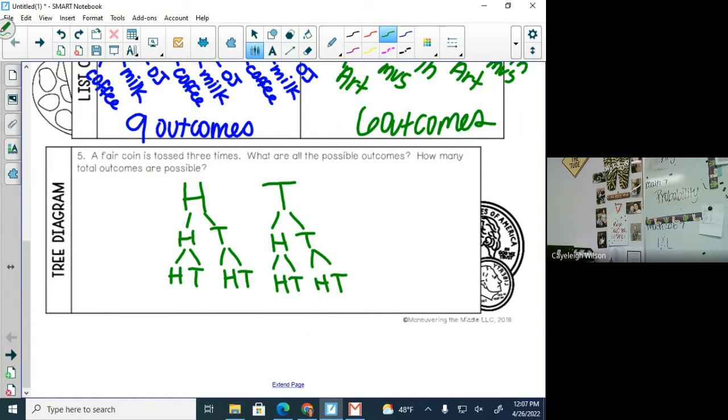How many outcomes is that? 1, 2, 3, 4, 5, 6, 7, 8. 8 outcomes. Here's my next question. What are the 2 options on a coin? Heads or tails. So it would have been 2 times 2 times 2. 2 times 2 is 4. 4 times 2 is 8. So 8 possible outcomes. All right, let's do another one.